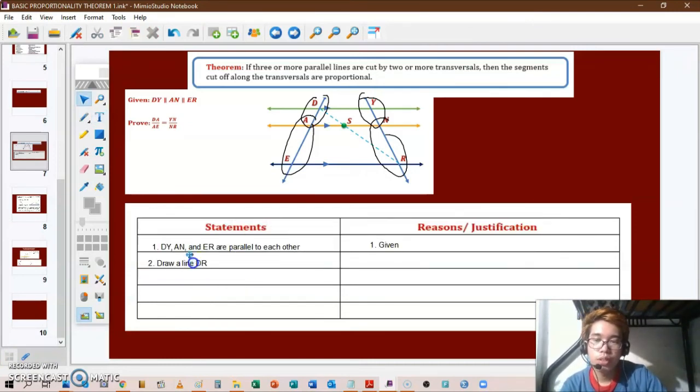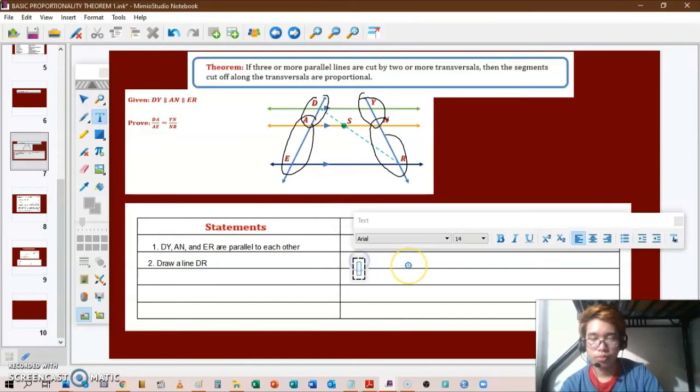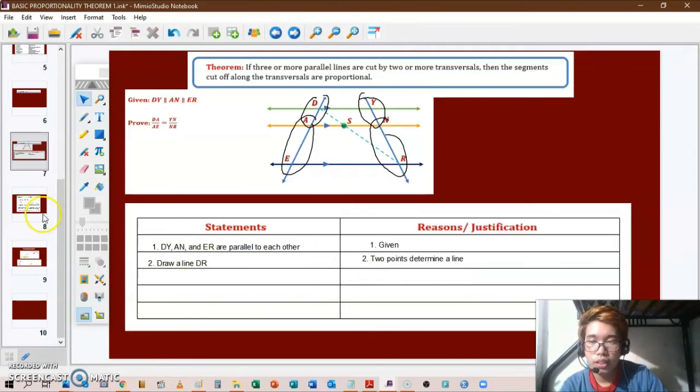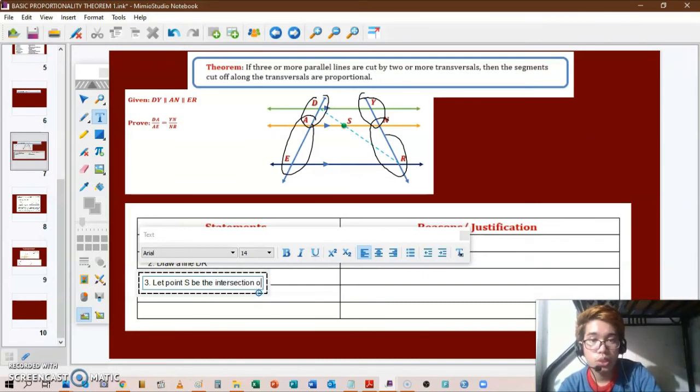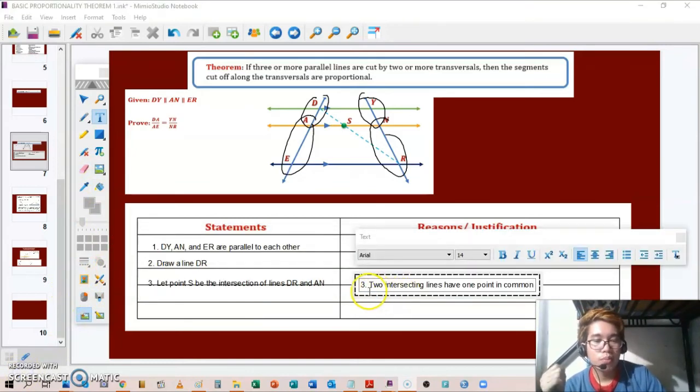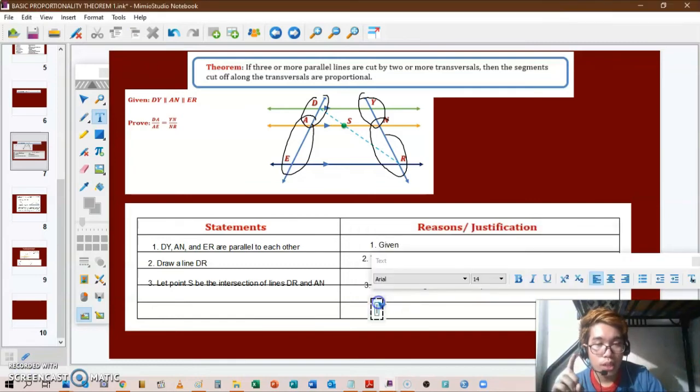The simple reason for that would be two points determine a line. Then for number 3, let point S be the intersection of lines DR and AN. And the simple reason for that is that two intersecting lines have one point in common.